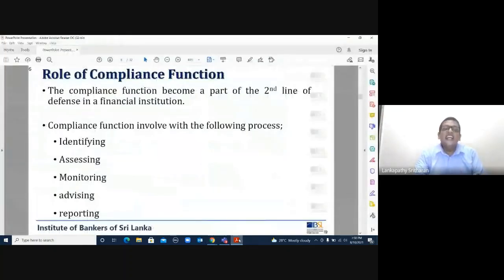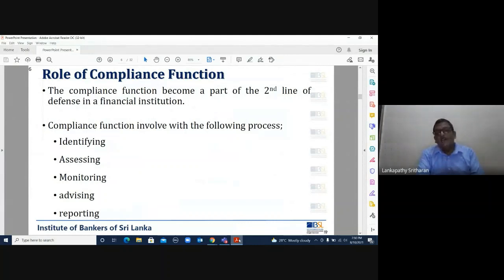Who is the second line of defense? The risk management, the centralized risk management department, becomes the second line of defense. And internal audit will become the third line of defense. Here, of course, this compliance function is also part of the second line of defense. In some banks, they may have the risk management and compliance function together as one department. They may call it a risk and compliance department. So that particular department will look after the risk function as well as the compliance function.